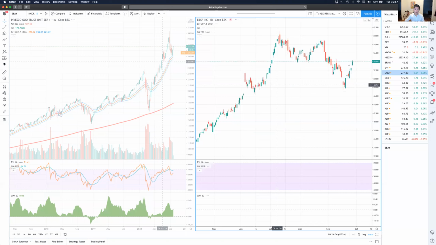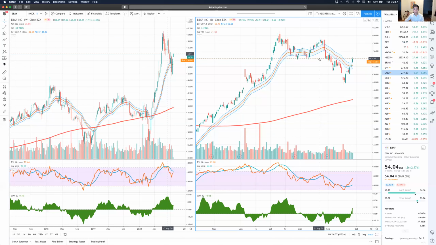eBay's showing a fair amount of strength here and invalidated some of these levels here, but notice how eBay's still just at the cusp of this major support level. So this level has been support here, this $54 level, for quite some time. It's acted as resistance. If it can get back above 54, that certainly invalidates this bullish trend here. But if it gets rejected, I think that eBay is headed back lower here.